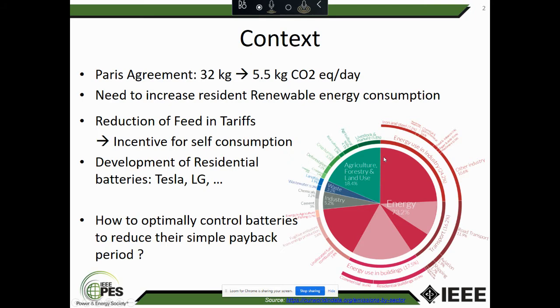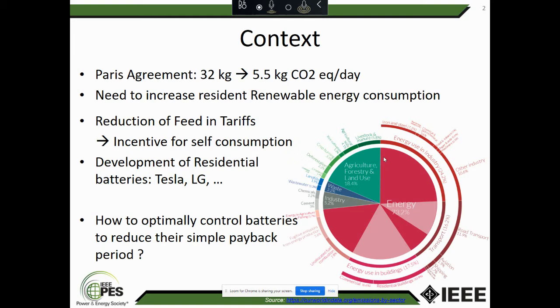In terms of context, there is the Paris Agreement, in which all the countries, and especially Western countries, agreed to decrease the carbon CO2 emissions from 32 kilograms per day to 5.5 kilograms per day. This means that we all need to increase the share of renewable energy in our consumption.